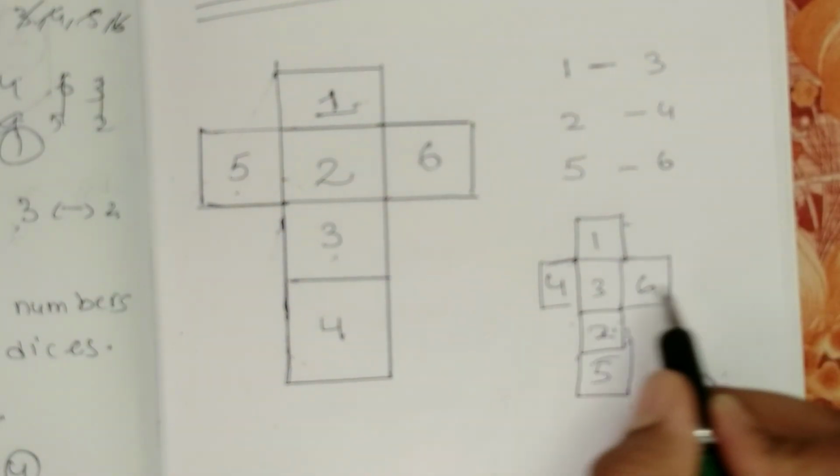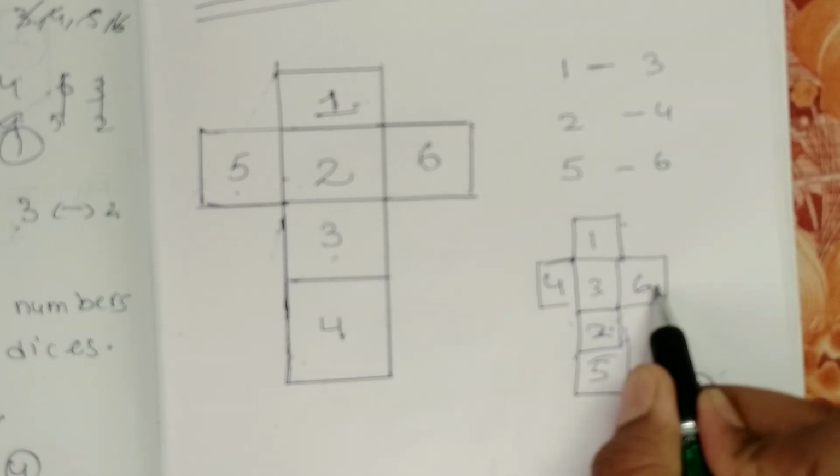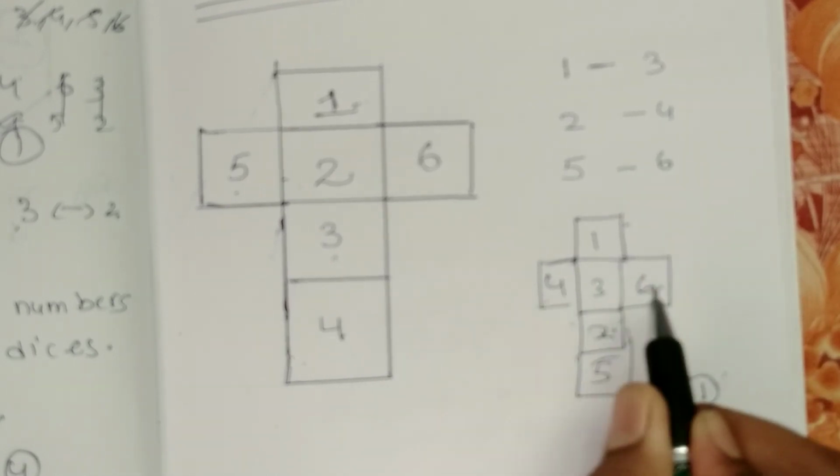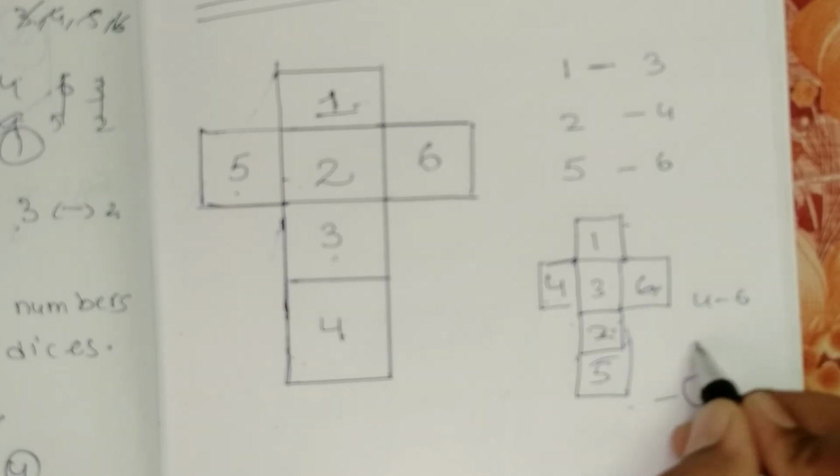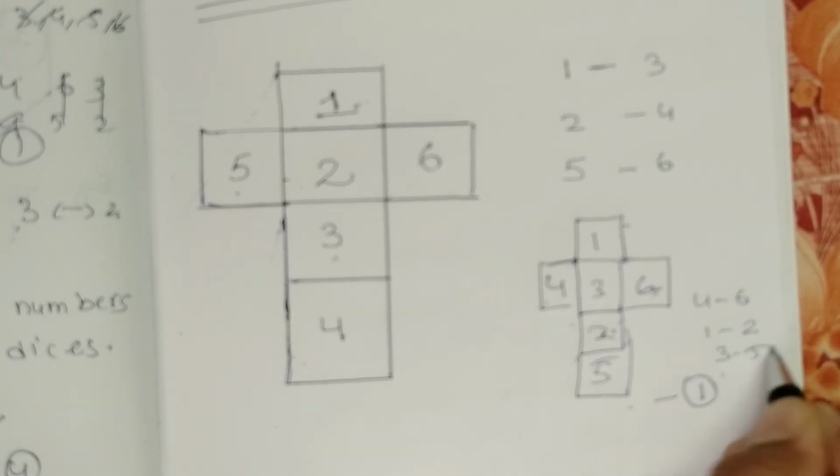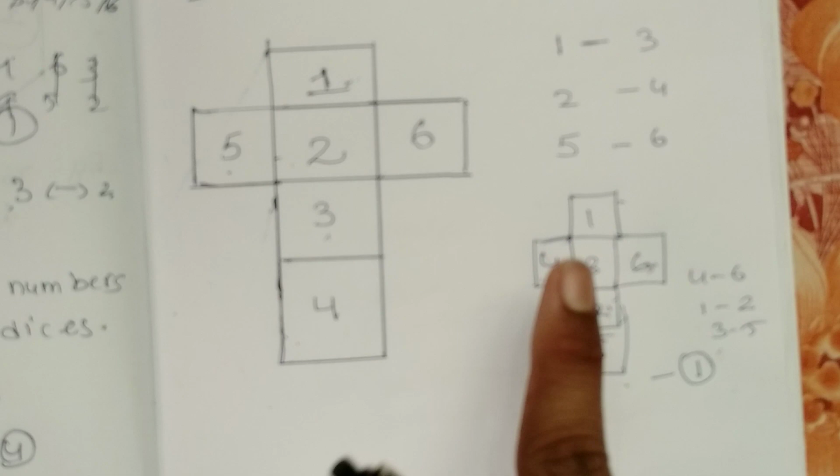In the same way, if they ask the number which is opposite to 6, the number which is opposite to 6 is 4. So we'll take 4 and 6, 1 and 2, and 3 and 5. So this is how you have to do a question in open dice.